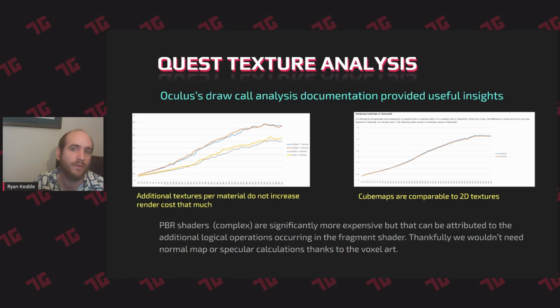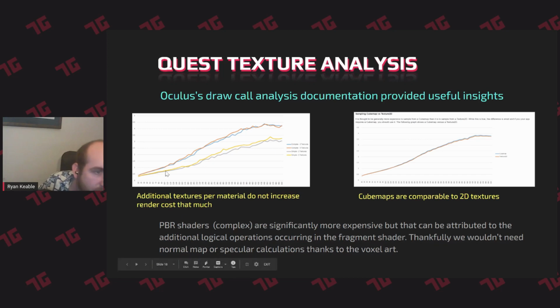And the two big things that we pulled out of that were that textures weren't going to have too much of an overhead as long as we kept them within a limit of around two or three. And sampling cube maps on their mobile GPU was pretty much comparable to sampling a 2D texture.